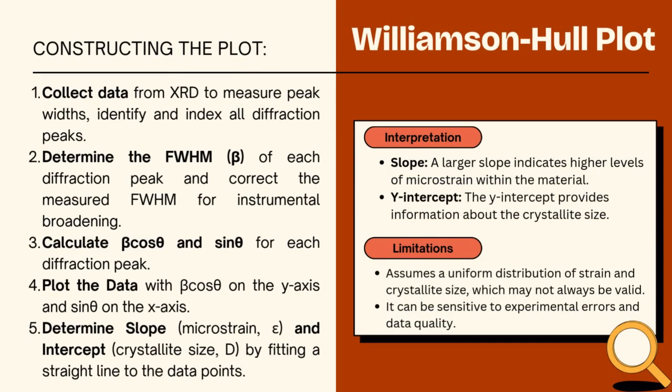To construct the WH plot, we must collect XRD data, determine the full width at half maximum of the peaks, calculate the values for the axes, and plot the graph. The graph is interpreted using the slope and the y-intercept. The limitations of using the WH plot are assuming uniform distribution of strain and crystallite size. The WH plot can also be sensitive to experimental errors and data quality.